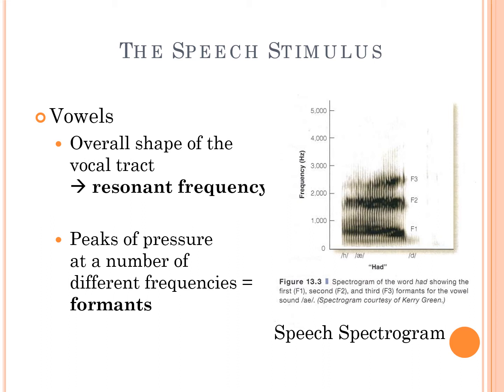Okay, and you can see, so frequency is on the y-axis. We can show the amplitude by those dark bands within the figure. And across the x-axis is time, right? "Had," as I'm saying that, is occurring across time. And that is the speech spectrogram, and that's how we create vowels.